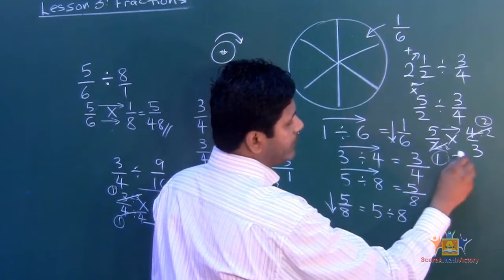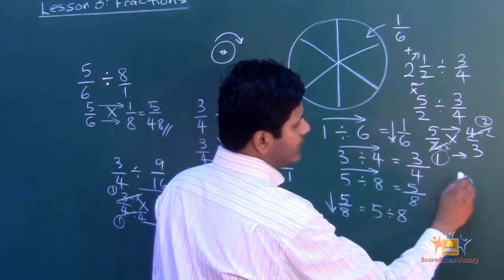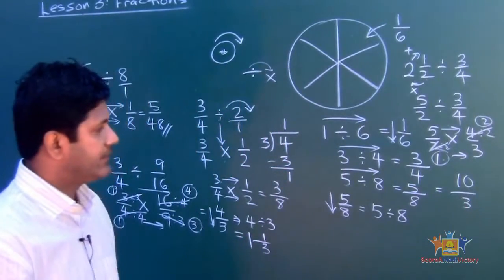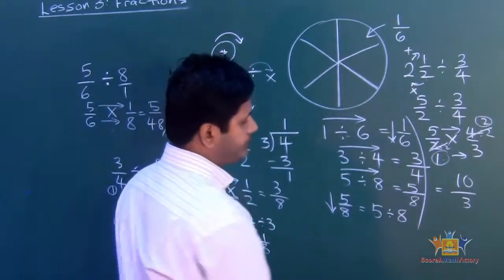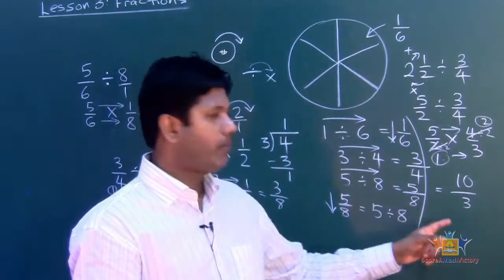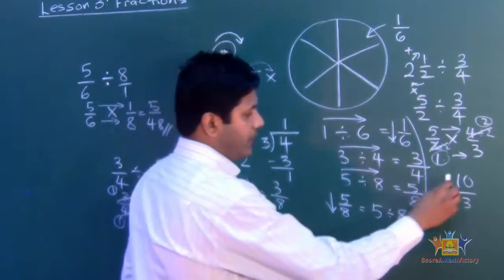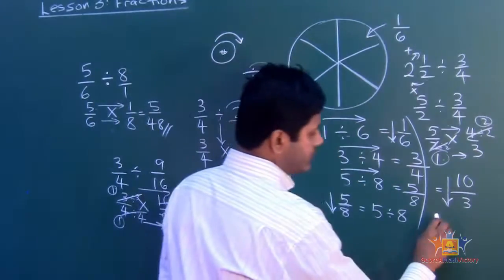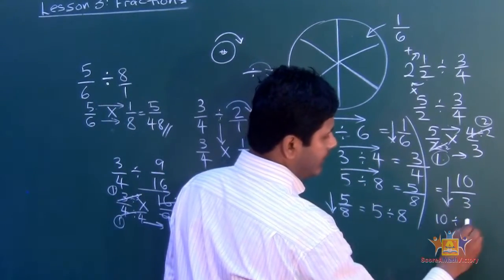I use the double arrow method. 5 times 2 is 10. 1 times 3 is 3. Do I leave the answer like that? No, because this is an improper fraction. So I use the arrow down method, which means 10 divided by 3.